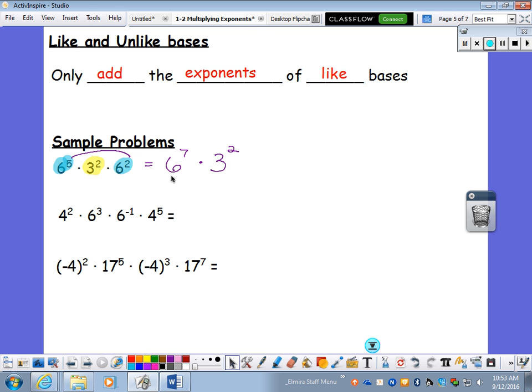In the next problem, 4 and 4 are like bases. And then, whoops, didn't change color. 6 and 6 are like bases. So my bases are 4 and 6. I can put that in right away. And then 2 plus 5 makes 7. And 3 plus a negative 1 makes 2.